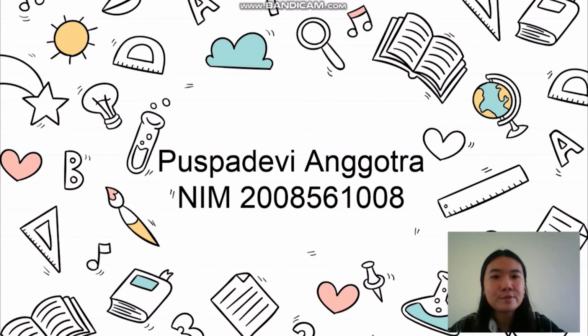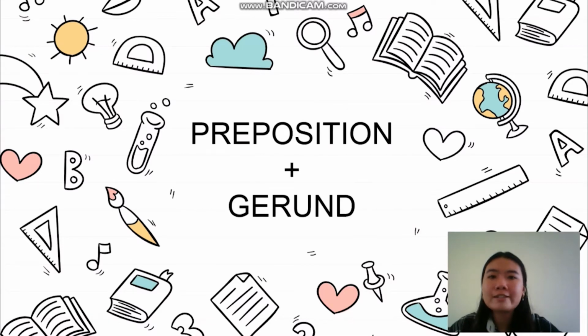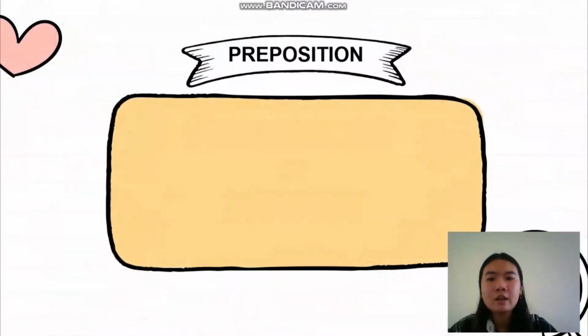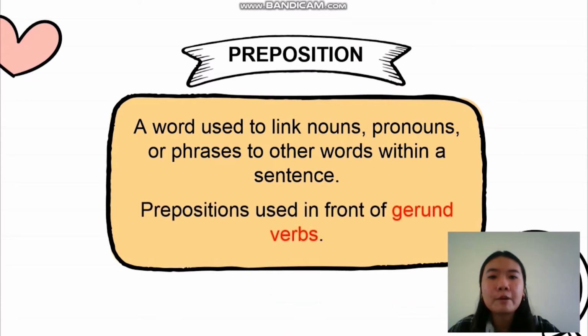Hello, my name is PUSPADEVI ANGGOTRA, number 008, and I will be explaining about preposition plus gerund. So first of all, what is a preposition? A preposition is a word used to link nouns, pronouns, or phrases to other words within a sentence. A preposition is usually used in front of a noun, but in some cases, a preposition is also used in front of gerund verbs.